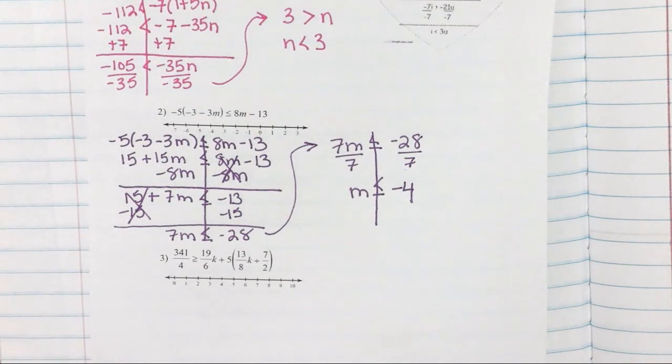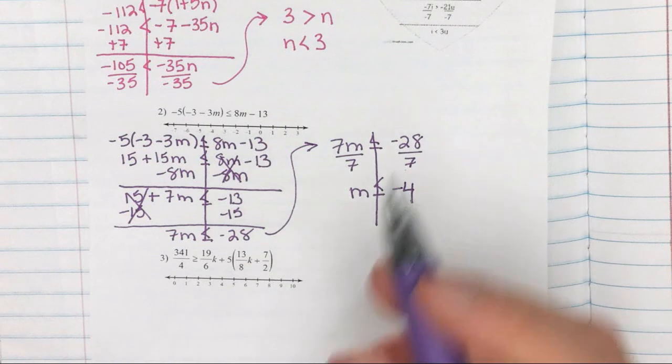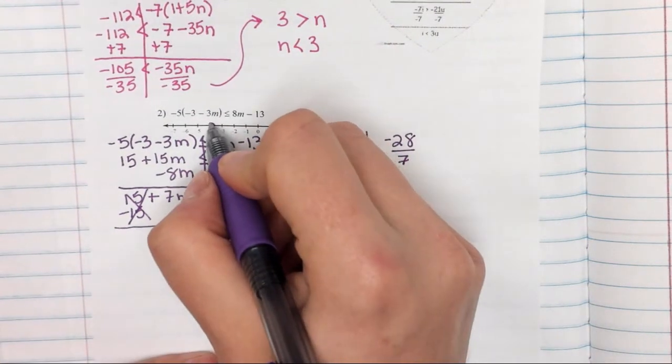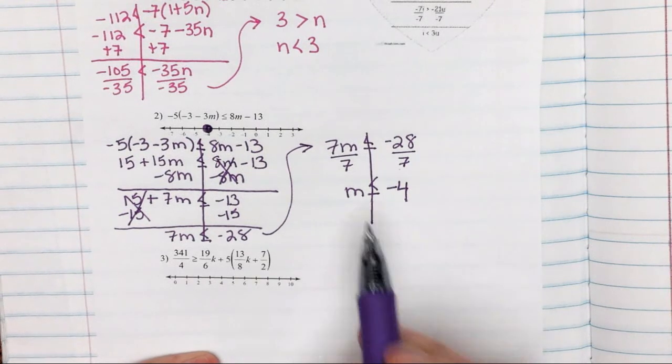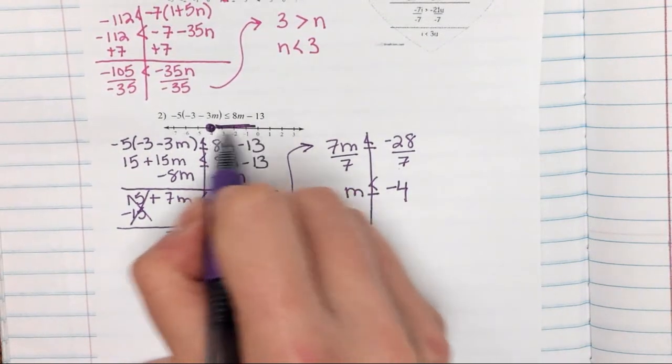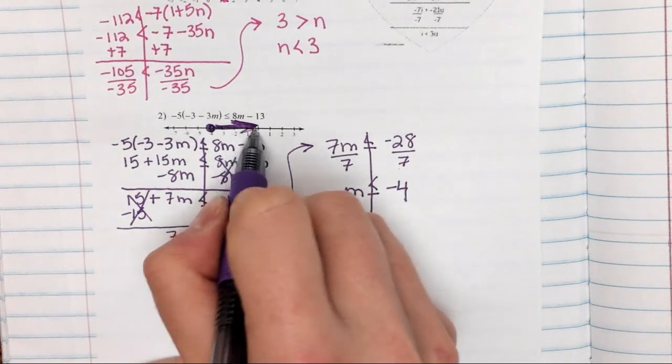In order to graph that, I'm going to put a dot on negative 4, and it's going to be closed. And then I'm looking for the numbers that are less than negative 4, and those are all the numbers to the left. So my arrow is going to point to the left.